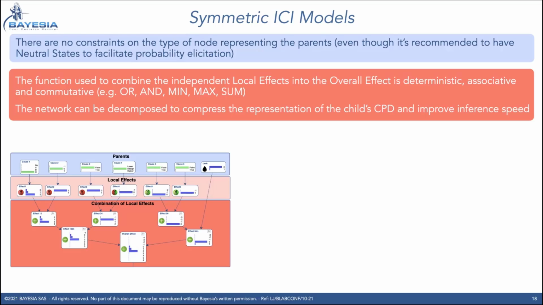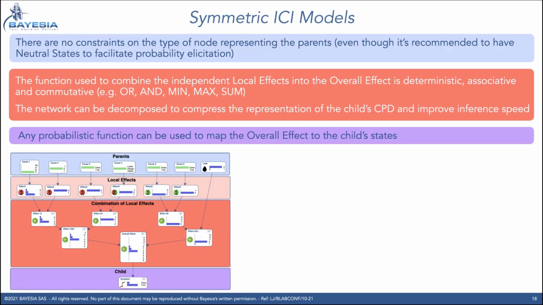And then we have a last layer that will make the connection between your overall effect and your child. So as you can see in this example, I have parents where the first one has 4 states: no, A, B, C. Then this one is -1, 0, 1. This one is false, true. This one is lower, this one higher.